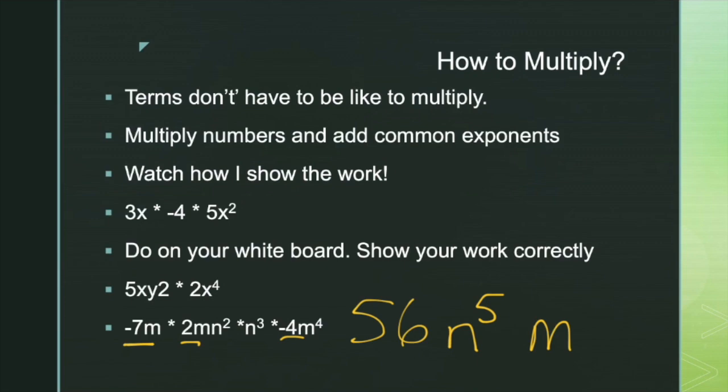And what about the M? Is M 5? No, it's 6. It's 6, because I have 4 here, 1 here, and 1 here for a total of 6.